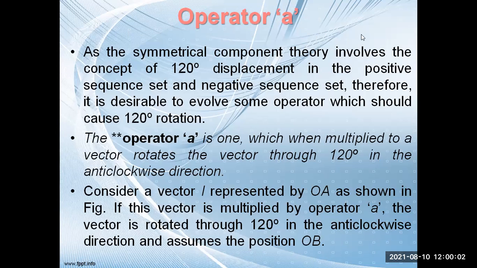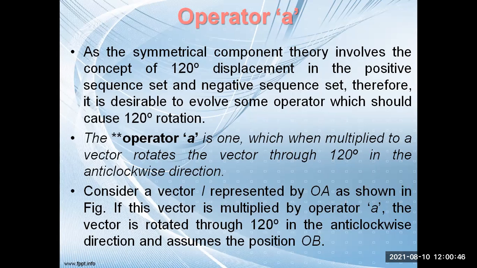There is an operator, the A operator, which causes this 120-degree phase displacement. The beauty of this operator is that its magnitude is unity, but its angle gives the phase displacement of 120 degrees. The operator A, when multiplied to a vector, rotates the vector through 120 degrees in the anti-clockwise direction, not in the clockwise direction. Phasor rotation is always taken in the anti-clockwise direction.